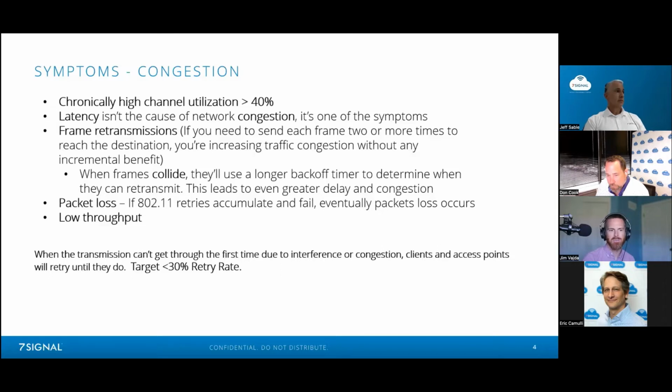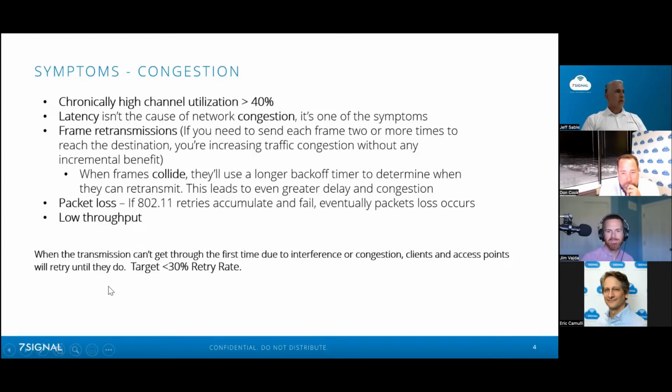I put a little question in the chat too, just asking what's the max number of clients on an AP people have seen, and a couple of answers: well over 100 clients on APs. So you hope most of those clients are idle and just sitting there associated, not doing anything. But if they're not, that kind of death spiral can occur. It gets a little tough.